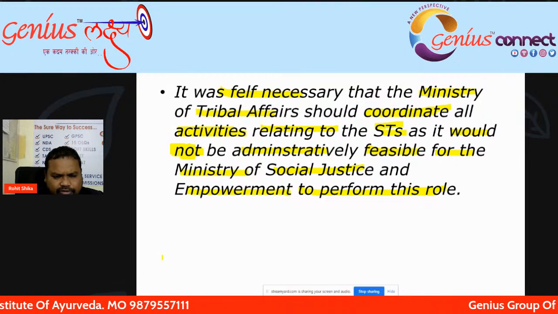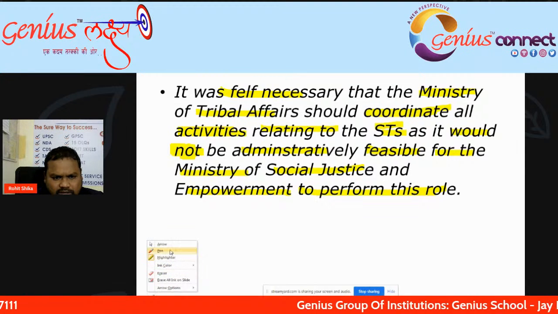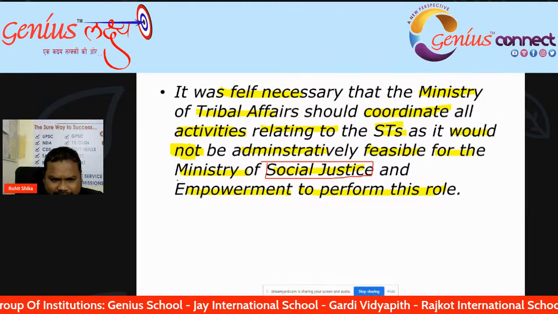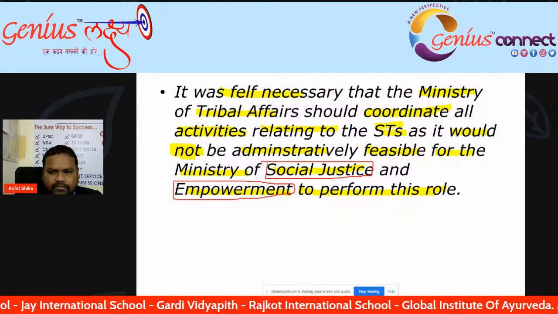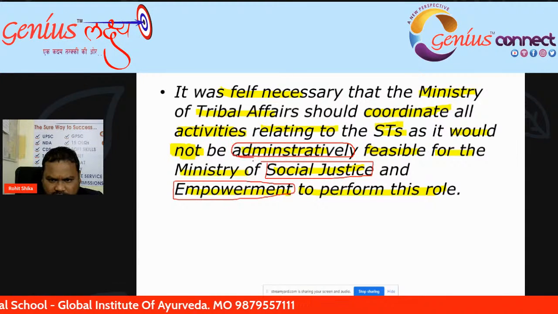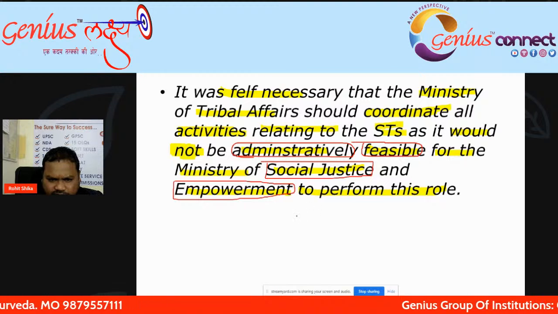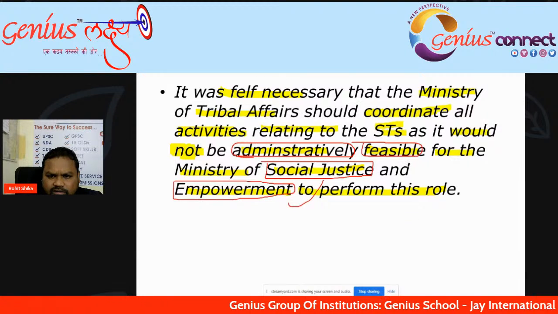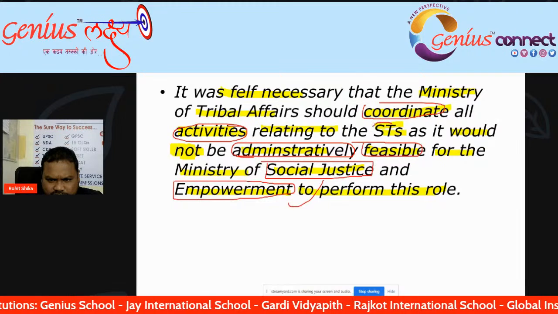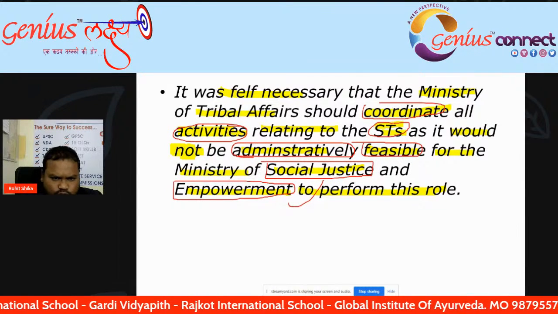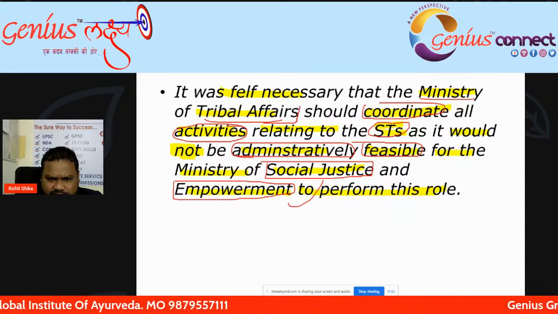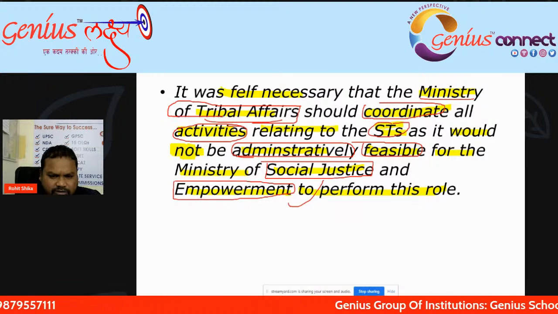We already have a ministry, namely Social Justice and Empowerment. But it was not feasible for this ministry to coordinate all the activities relating to STs. So, Ministry of Tribal Affairs was set up.